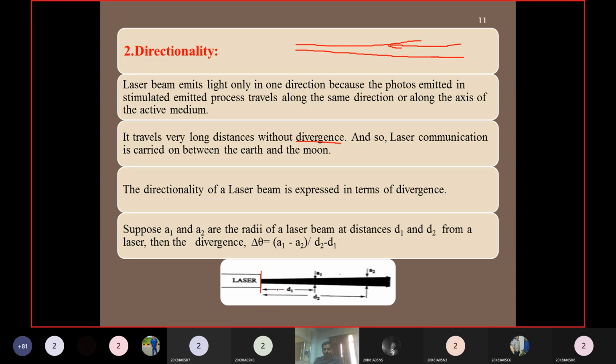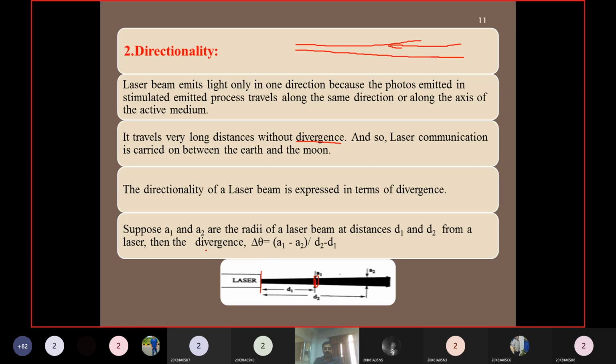So from the source to D1 distance, what is the radius of this laser beam? Suppose a1 is the radius at a distance d1, and if you take distance d2, a2 is the radius of the laser beam.